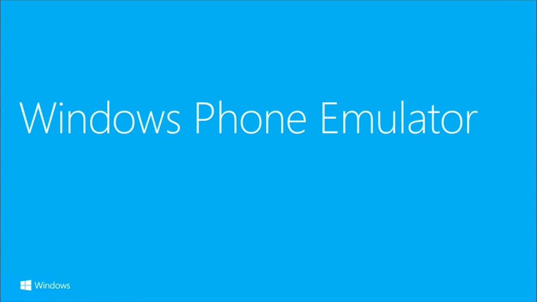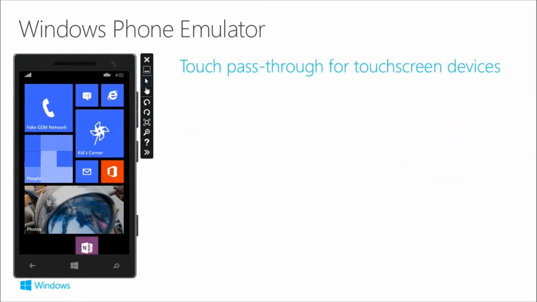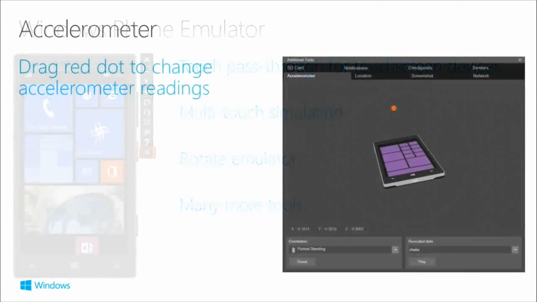Rushing through the Windows Phone emulator. I can't even tell you how much stuff I cut for this. Windows Phone Emulator is a virtual machine, requires Hyper-V. It emulates screen resolutions and physical size. You've been seeing that, hopefully, if you've been watching us over the last 2 days. It allows this touch pass-through. If you have a touchscreen device, all the touches that you do on your device are going to pass through to the emulator. It can do multi-touch simulation, rotate emulation, and more tools.